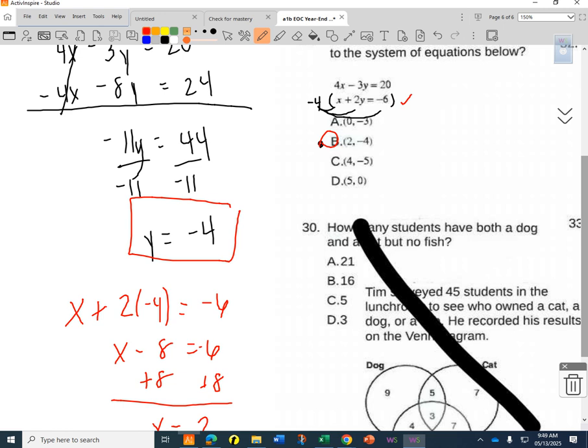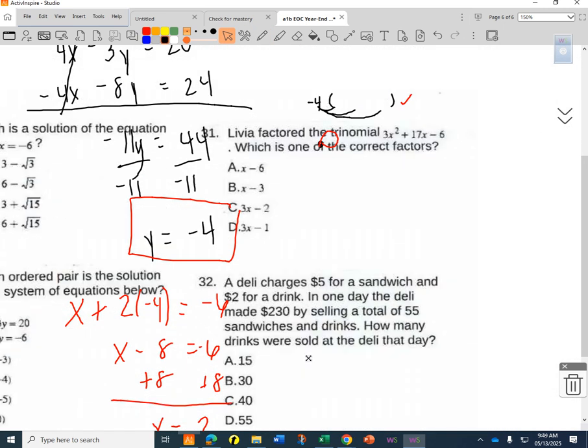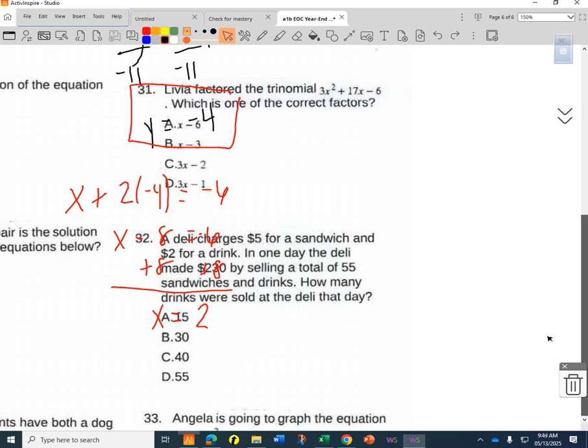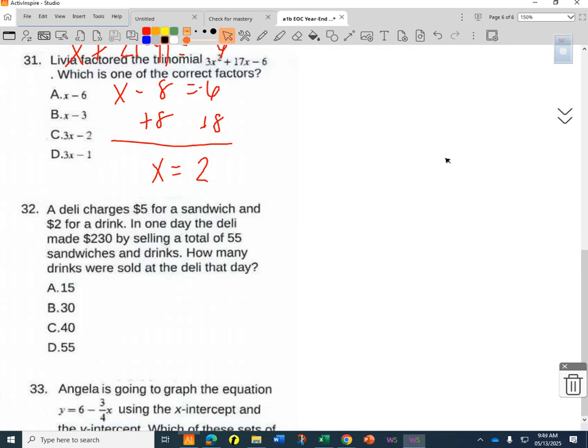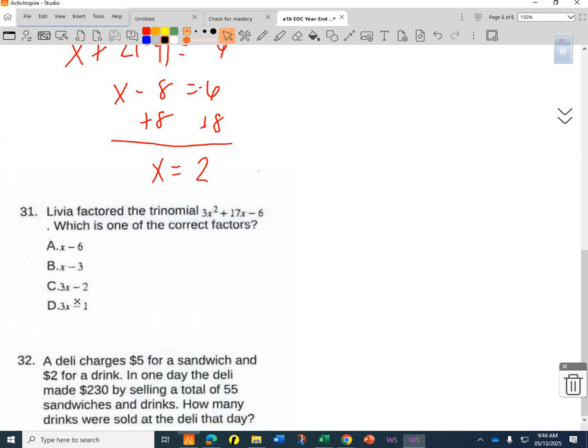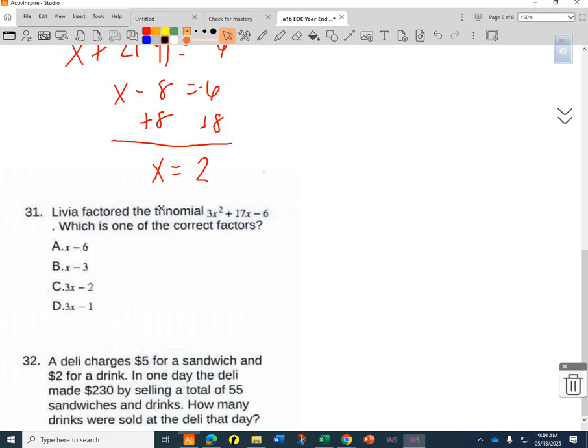Okay. We're going to skip 30, it's a Venn diagram question. And we're going to look at this one.